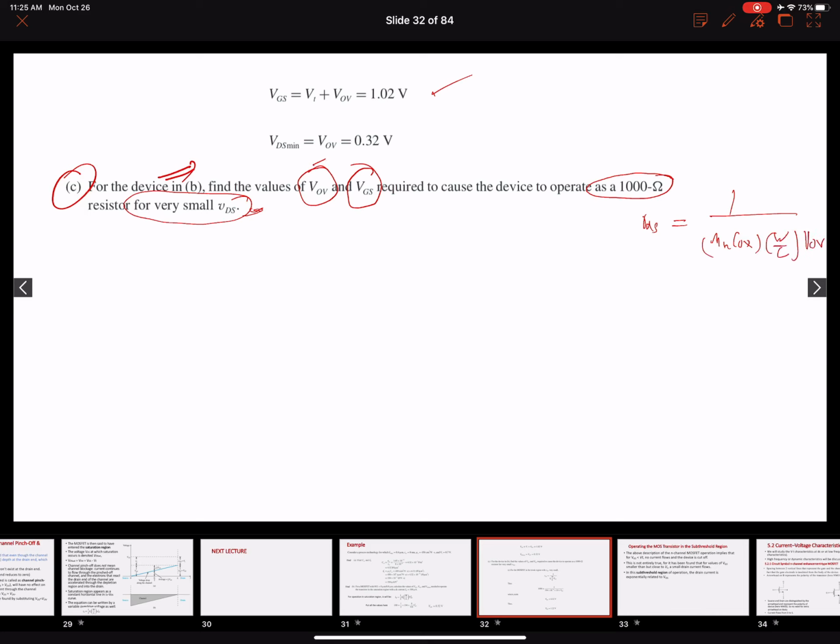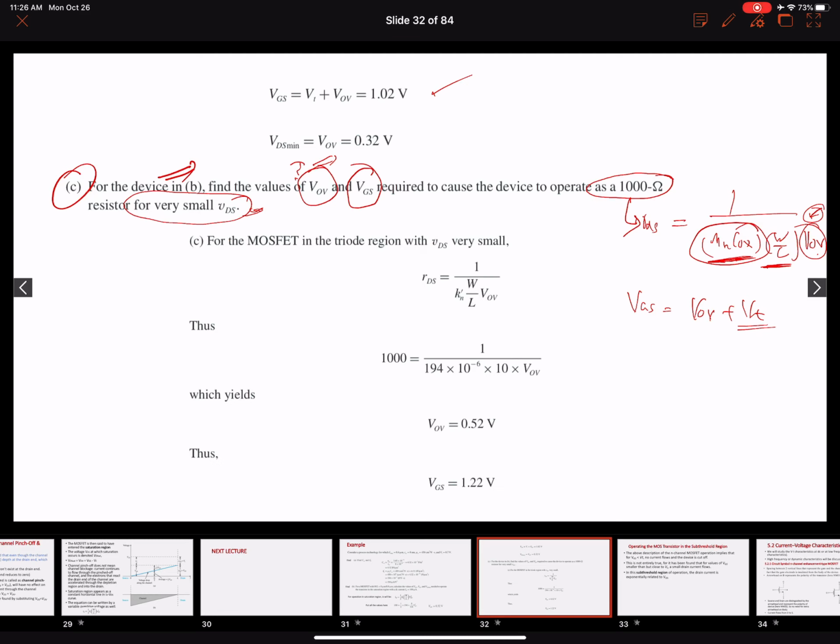We need to find out the value of the overdrive voltage, right? We need to find out VOV. So VOV can be found by using this resistance value here. We already know mu and C ox from the earlier A and B parts, and W over L as well from the B part. So we can easily compute the value of VOV. And once we find the value of VOV, we can easily find the value of the gate to source voltage too, because gate to source voltage is equal to the overdrive voltage plus the threshold voltage. So you just need to add 0.7 to this.